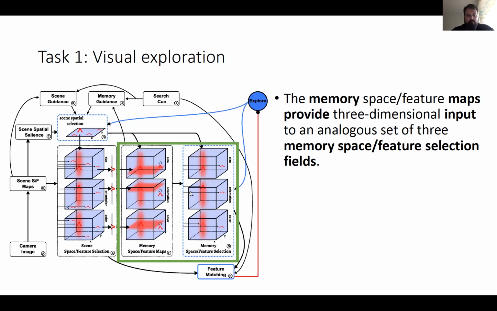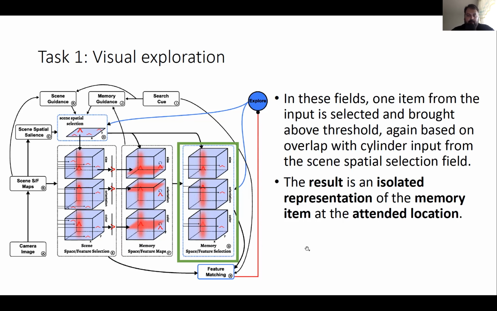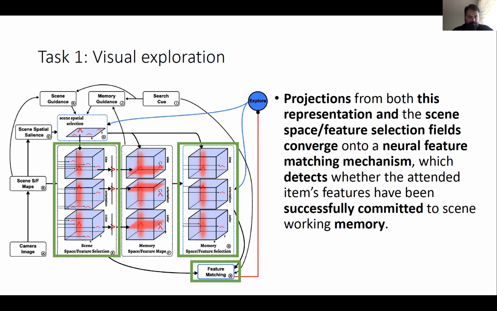And these fields serve as input to three analogous sets of three-dimensional feature selection fields that also receive input as a sub-threshold input, and they also receive the cylinder input from the currently attended location. So we can also read out from memory the features at the current location that we have stored in memory. The result is an isolated representation of the memory item at the attended location.